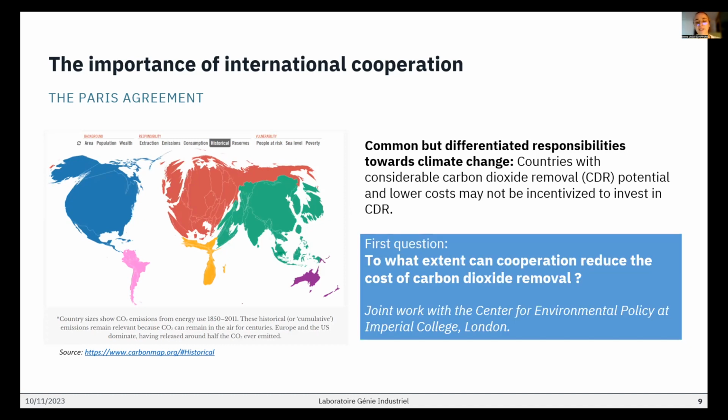So one first question we had here, in this joint work with colleagues from Imperial College, Solène Chiquier and Naël McDowell, and my former PhD supervisor, Olivier Massol, was to first investigate to what extent cooperation can reduce the cost of carbon dioxide removal before we evaluate how this cooperation can happen.